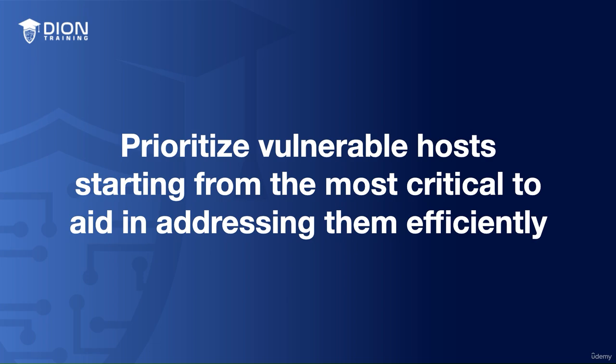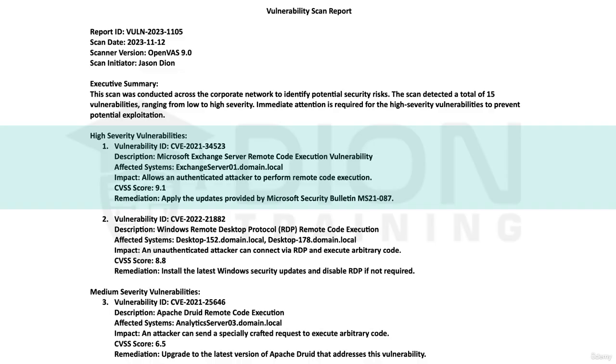Now, as we go through this report, we're going to take a look at these different vulnerabilities and discuss them a little bit. This is a very generic style report. Under the high severity vulnerabilities, the first thing we're going to see is our vulnerability ID. And you'll notice it starts with CVE. That is a common vulnerability and exposure. Then -2021, which was the year it was released, and then -34523, which was the 34,523rd vulnerability released in 2021.